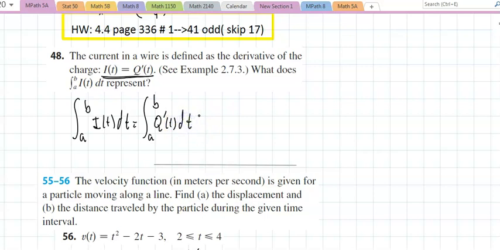When we integrated velocity, do you remember what we got? The distance. Provided what? Provided the velocity was positive. So when I say this is the net charge between time equal a and time equal b, I can't multitask, between t equal a, whatever a is, and t equal b.